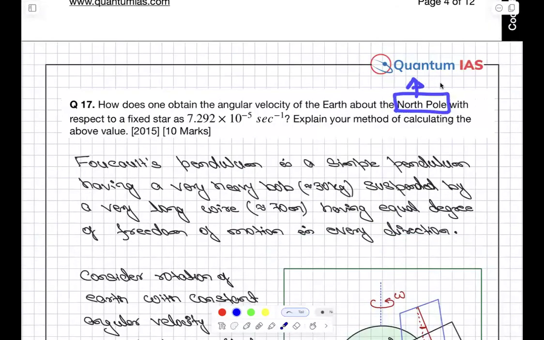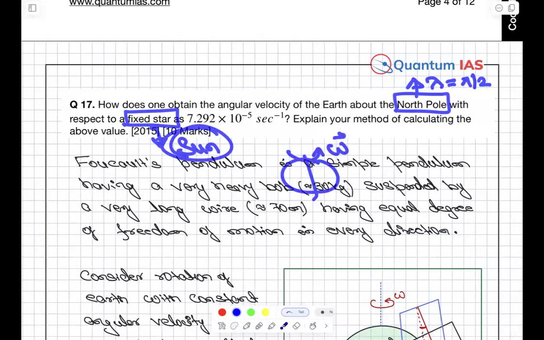North Pole means simply that lambda is equal to pi by 2. We have to put it with respect to a fixed star. This fixed star is what? Generally our sun. And why is this fixed star important? We are saying Earth is rotating with omega, and which is constant.